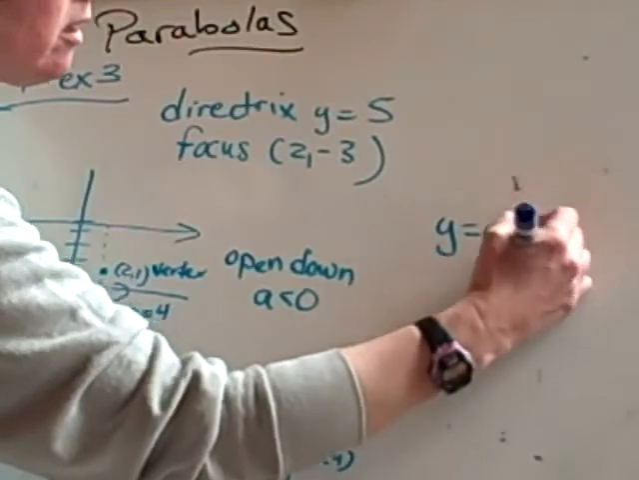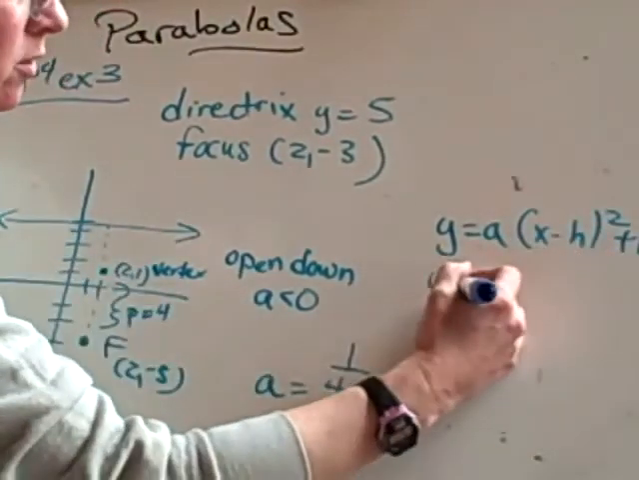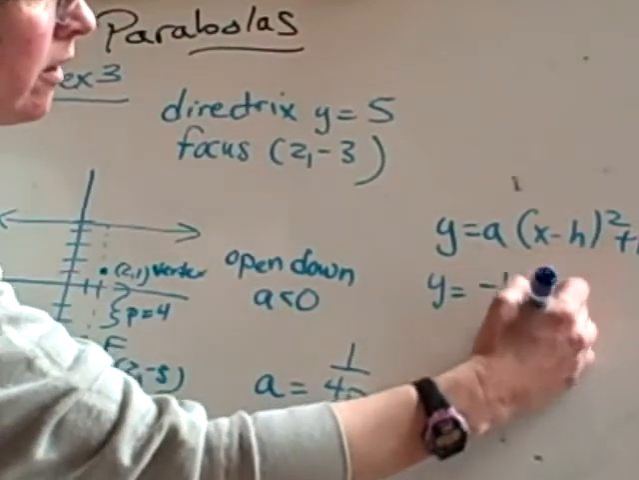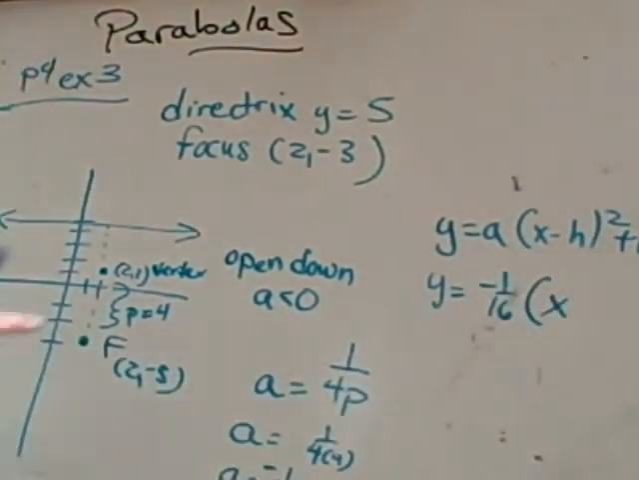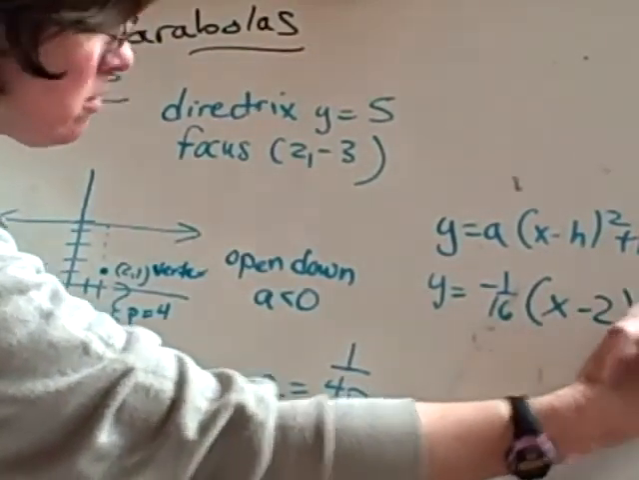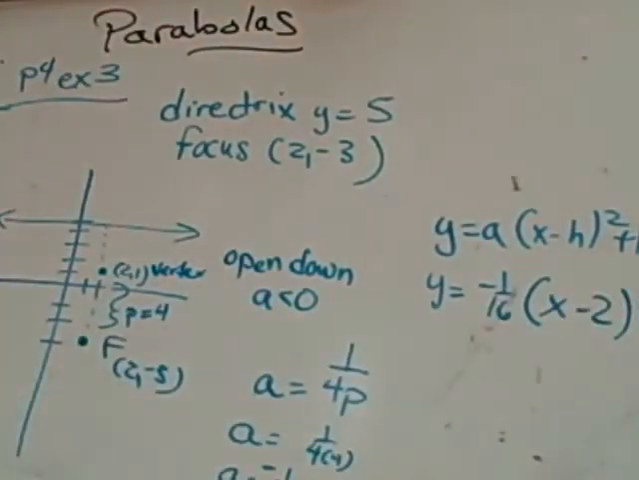y equals A times (x minus h) quantity squared plus k. y equals, A was what? -1/16. x, what was my vertex? Was (2, 1), so y equals -1/16 times (x minus 2) quantity squared plus 1. And you're done. And that is the equation of the parabola given the directrix and the focus. Good to go?